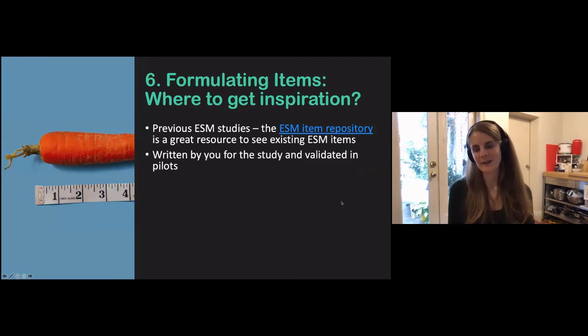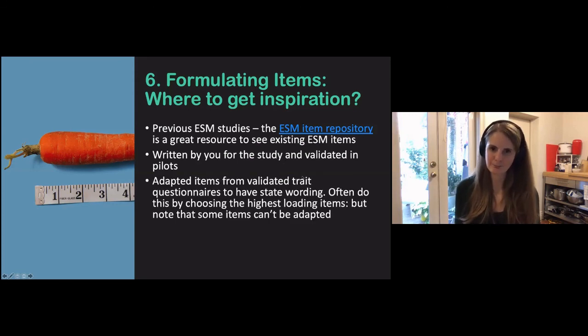You can write your own items for the study. Then I would suggest that you try and validate them in pilots if you can, because there's nothing worse than doing a big costly data collection and then finding out the scale that you wrote ad hoc has no reliability. So it's best to spend a lot of time making sure that's correct if you can.